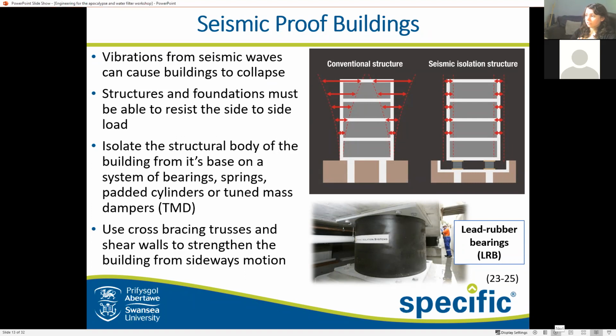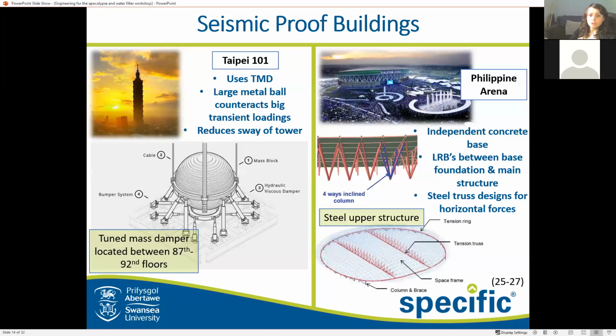So what I have next are two particularly good examples of really good seismic proof building structures. The first one is, I apologize for my pronunciation, the Taipei 101 Tower, and the second is the Philippine Arena. The Taipei 101 skyscraper is located in Taiwan, and it uses a tuned mass dampener, which is simply a very large metal ball, and this is based between the 87th and 92nd floors.